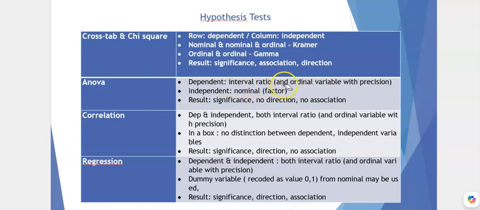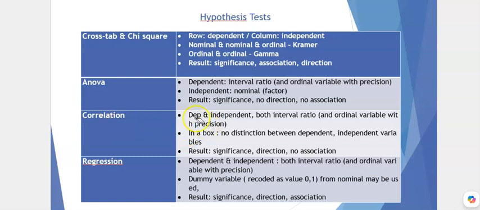So happiness is a continuous variable, and we look at how the means of happiness differ by the three groups: single, married, and staying together without marriage. So three groups. In that case, you will opt for the ANOVA test.